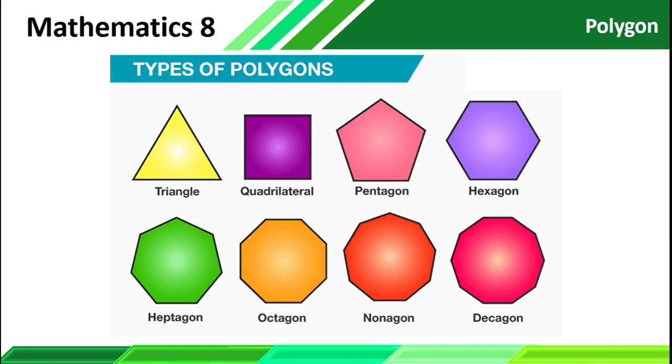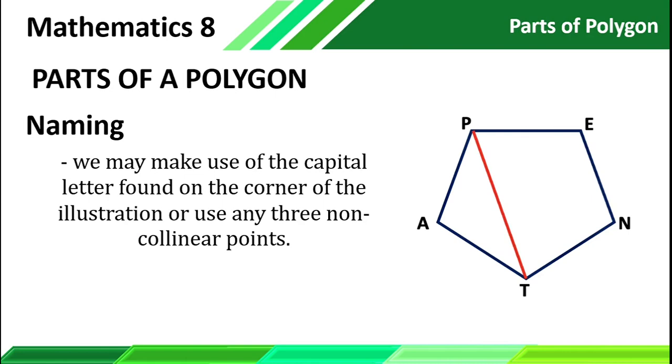Now there are names in polygon. If that is a three-sided polygon, we call it a triangle. If that is a four-sided polygon, we call it a quadrilateral. If it has 5 sides, we call it a pentagon. Next is hexagon, heptagon, octagon, nonagon, and decagon. Our rule, if it has more than 10 sides, we can name it as 11-gon, 12-gon, 13-gon, 43-gon, and the like. So what are the parts of a polygon?